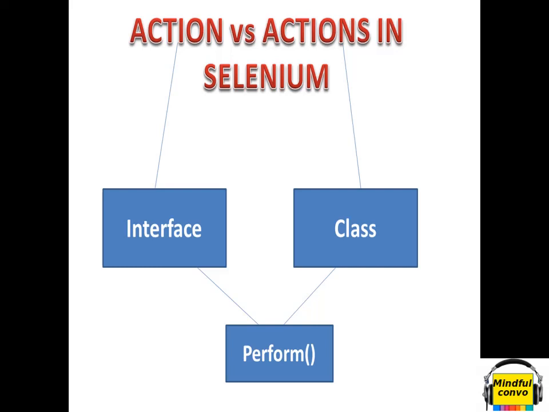So, Action contains a collection of different individual actions that we want to perform on the web elements. Action is basically an interface which helps us to represent the user interactions to perform a series of actions. Actions is a class that is based on the builder design pattern. So the difference is that Action is the interface while Actions is the class that is based on the builder design pattern.